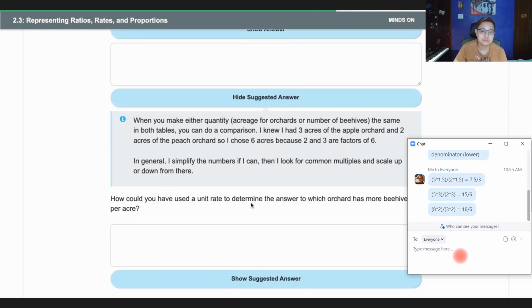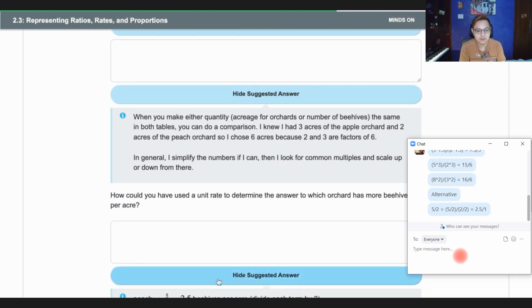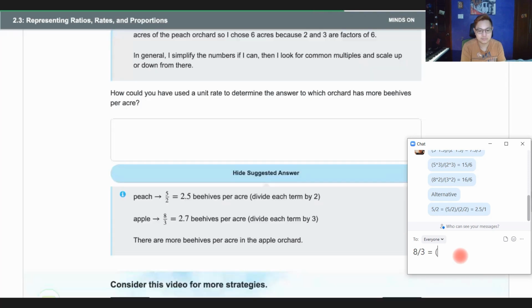How could you have used a unit rate to determine which orchard has more beehives per acre? You have to simplify the ratios to make them something divided by 1. Alternatively, 5 divided by 2 is actually equal to 2.5 over 1, and 8 divided by 3 would be a decimal number. So you have to make the denominator the number 1, like a unit.